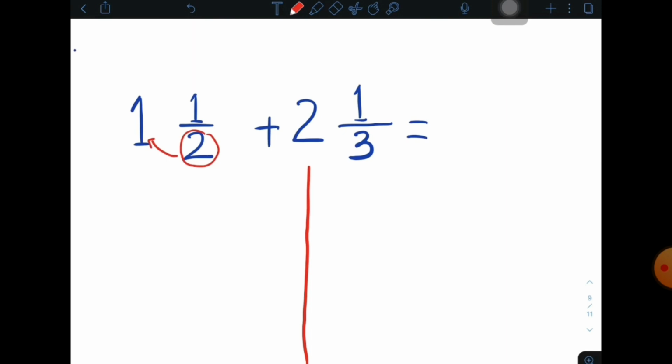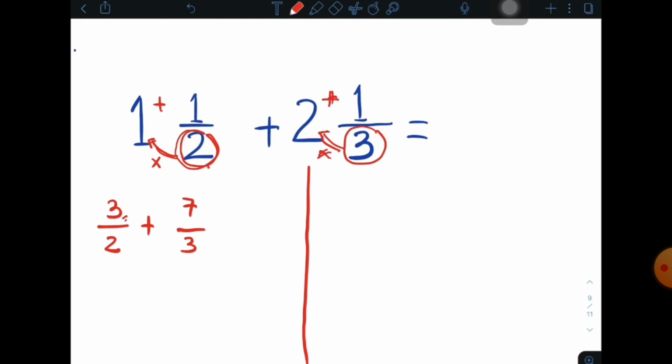How? Just simply multiply 2 times 1, that is 2, then plus the numerator 1. So the answer is 3. Copy the denominator 2. Then copy the operation plus the next. The same procedure, we will multiply 3 by the whole number 2. So that is 6. Then plus the numerator 1. That is 7. Then copy the denominator 3. So here are the fractions formed. 3/2 plus 7 over 3.